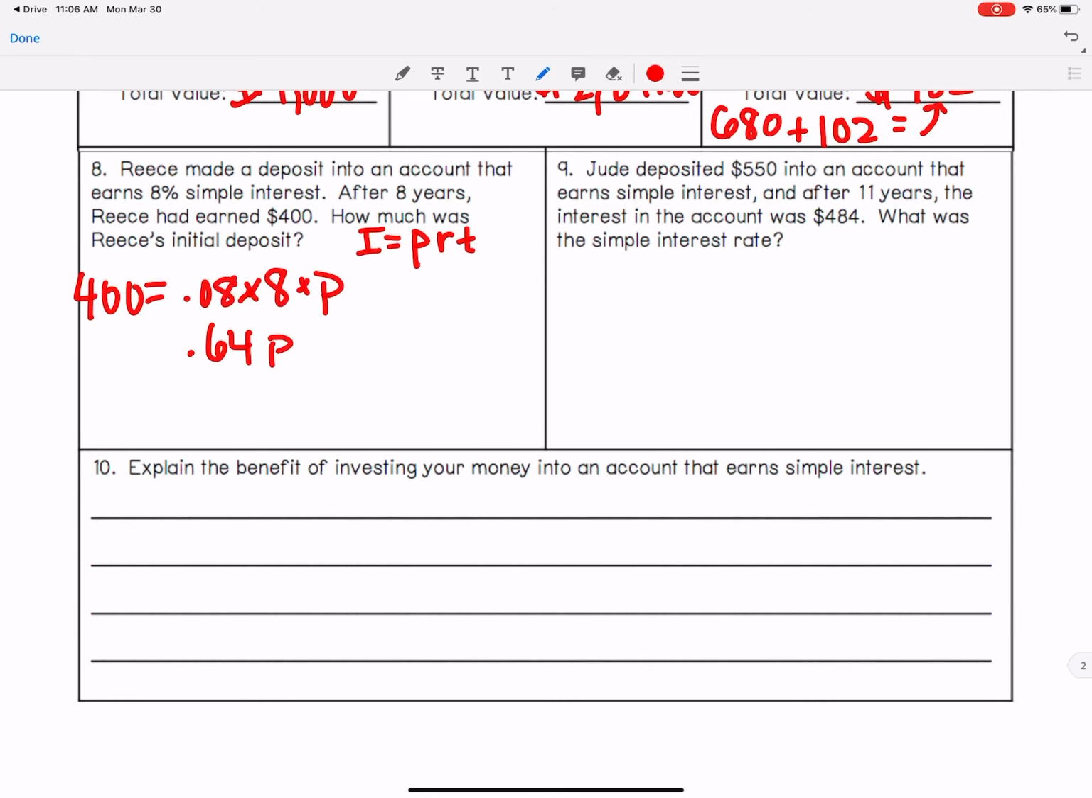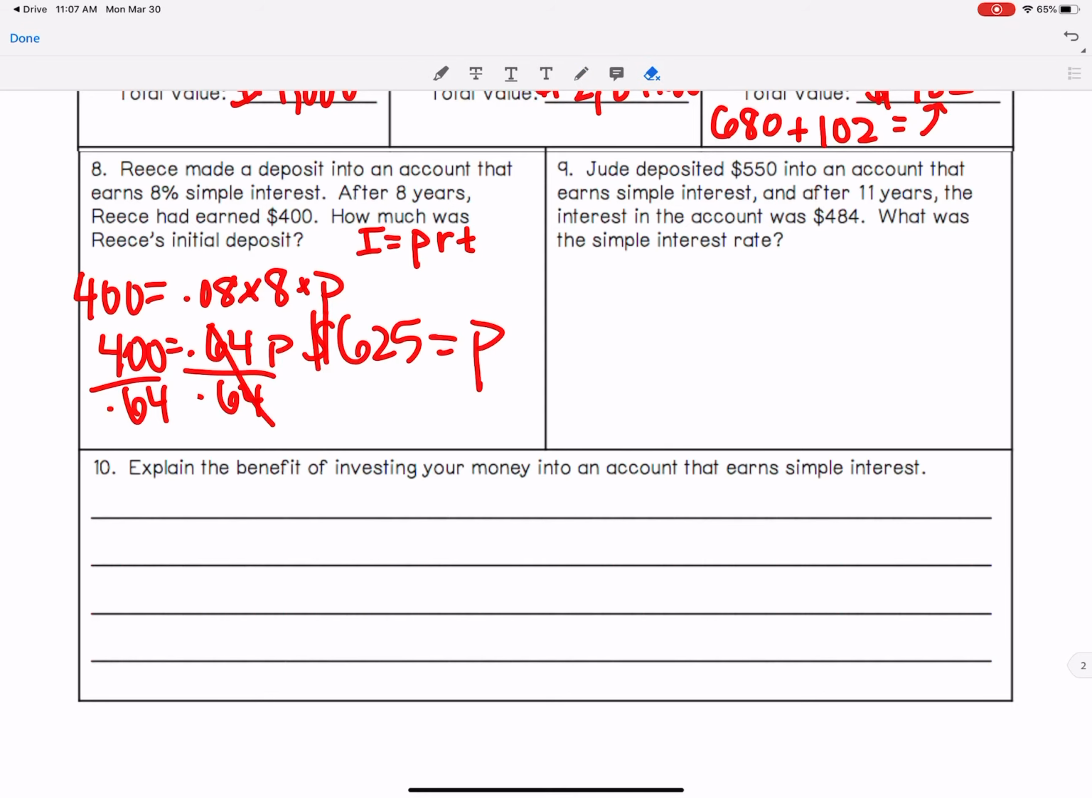And so the next step is we have to get the principal, or P, all by itself. Let's divide both sides by 0.64. 400 divided by 0.64 gives us 625. So what this means is P, or our principal, would be $625.